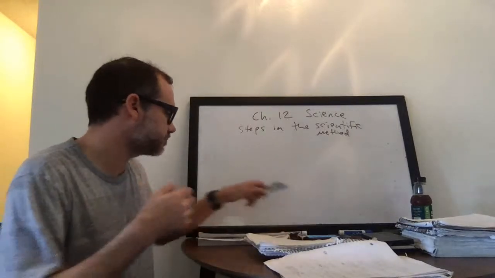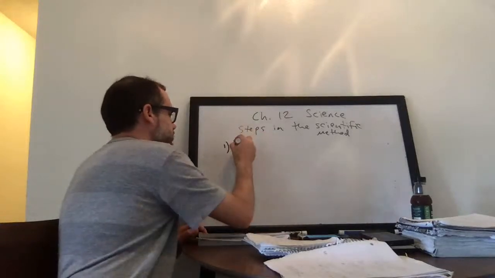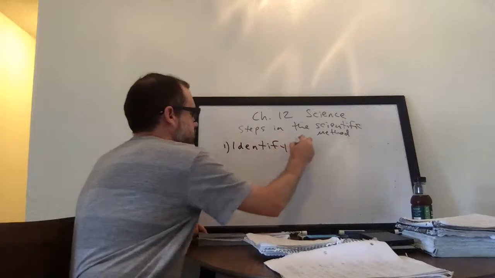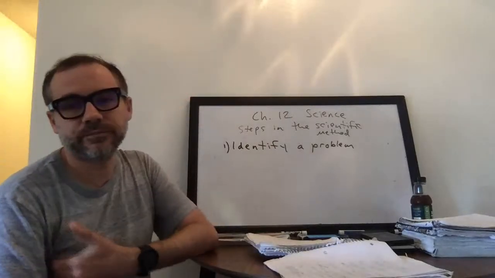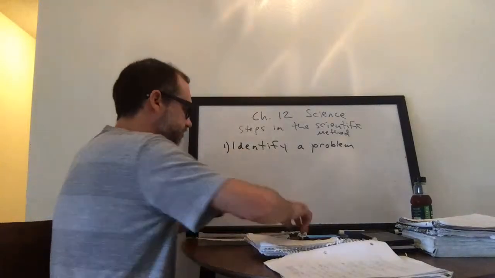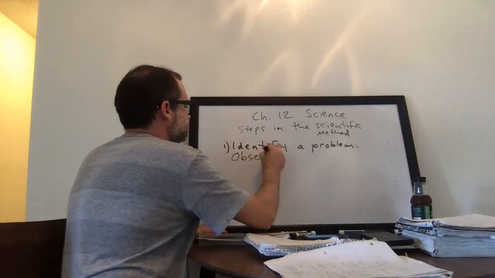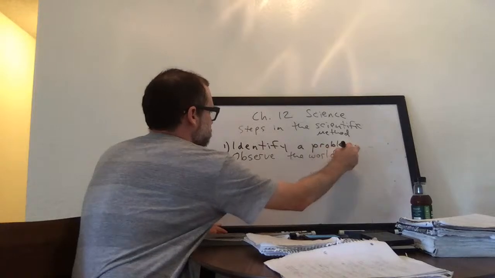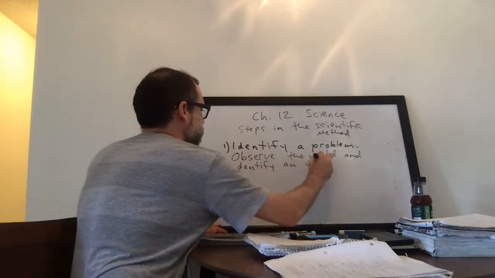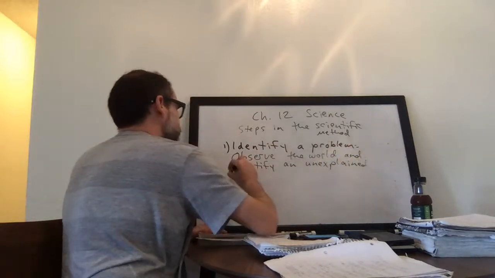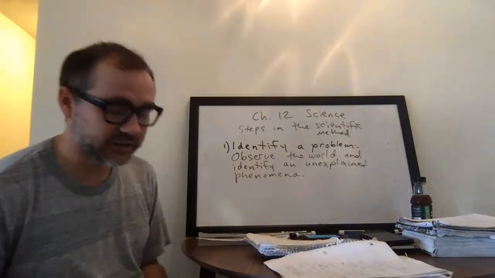Okay, well, the first one, number one step, is simply identify a problem. So by observing the world, identify some unexplained phenomenon. So that's our first step there, to identify a problem.